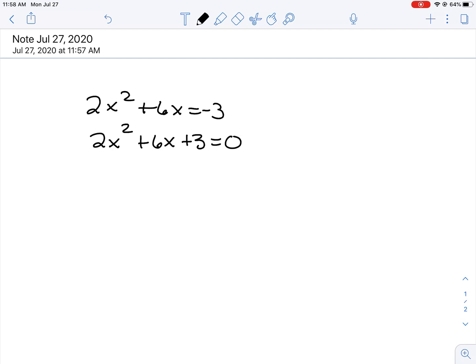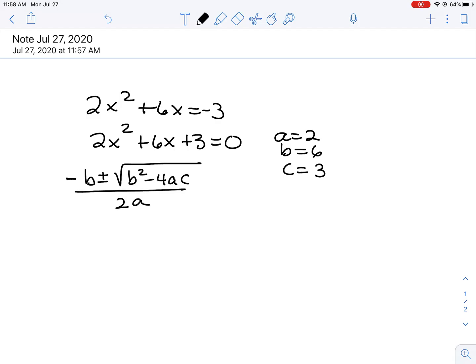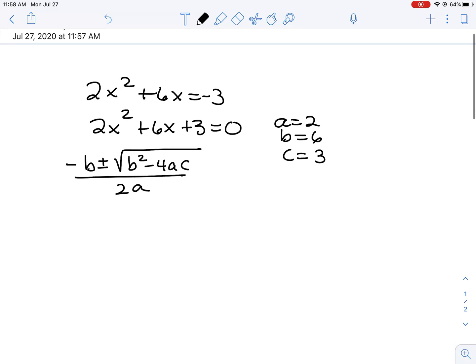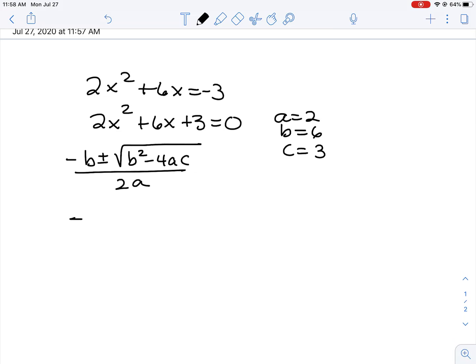The next thing you want to make sure you know is your a, b, and c. So in this case, a is 2, b is 6, and c is 3. And then from there, I'm going to substitute them into my quadratic formula. It's probably best when you're first learning to go ahead and write down the formula and then substitute your values in and use your parentheses.